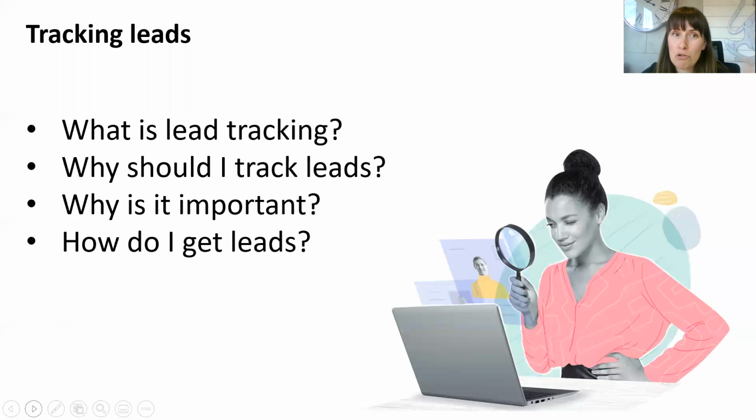Now we're going to get into tracking leads. So what is lead tracking? It's a way to monitor where leads are in the marketing funnel. Why should you track leads? It's important to track leads so that you can move that person on to the next step in the marketing funnel and ultimately get sales. But it's also a really good way to monitor what marketing is successful, and then what you could do is put more money into the successful marketing and less in the not so successful marketing.